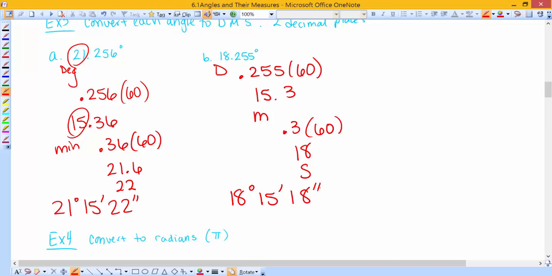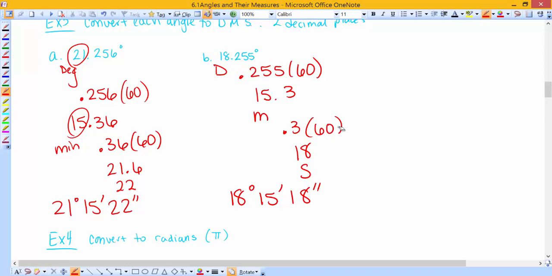It's a lot easier to go from degrees to degrees, minutes, and seconds instead of degrees, minutes, and seconds to degrees. The conversions just make more sense. You're multiplying by 60 to get the minutes because there are 60 minutes in 1 degree. And then you multiply by 60 again because there are 60 seconds in 1 minute. So hopefully it makes sense.